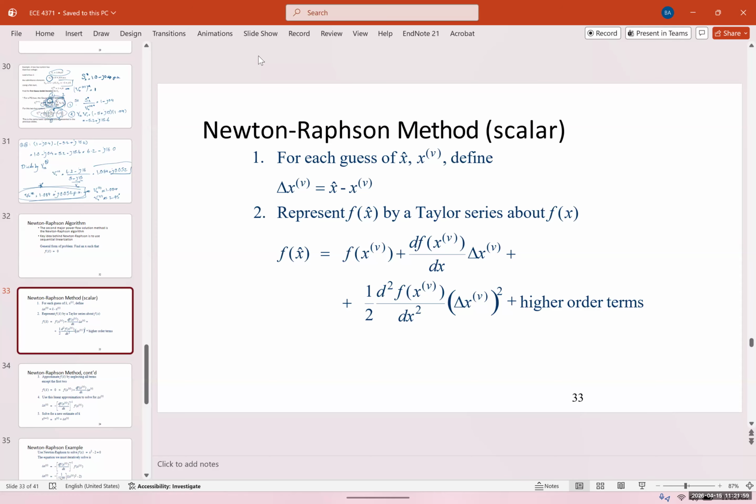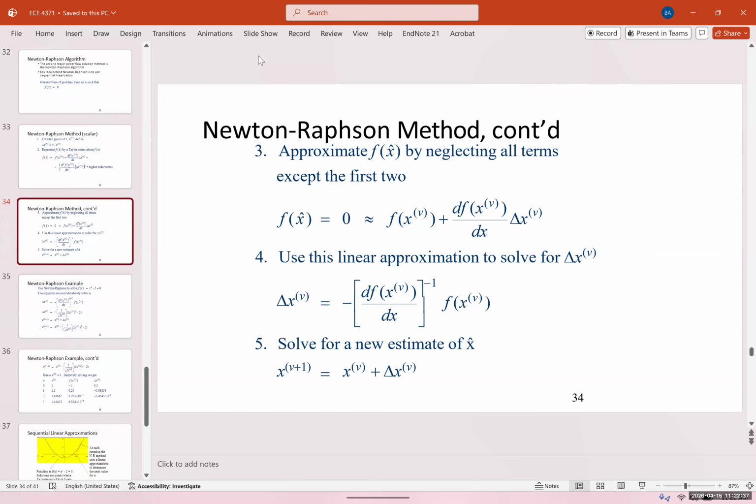Now, the method is like this. For each guess x^v, we define delta x^v, which is going to be x hat minus x^v. Represent f of x hat by a Taylor series about f of x^v. So f of x hat is going to be f of x^v plus df of x^v over dx times delta x^v plus half of d squared f of x^v over dx squared times delta x squared plus the higher order terms. And usually we do it just for the first one. So approximate f of x hat by neglecting all terms except the first two. The first two are the important.